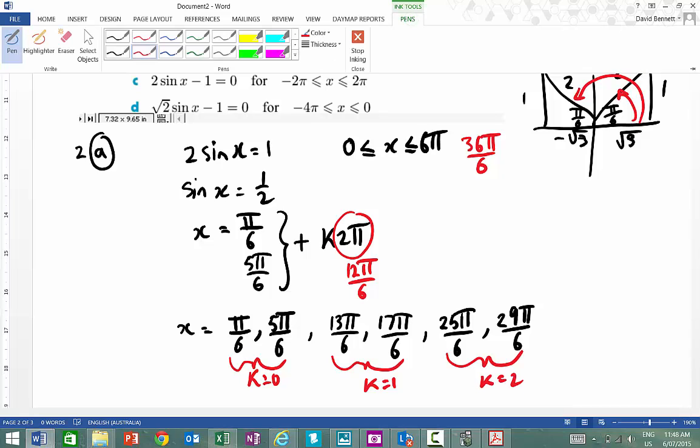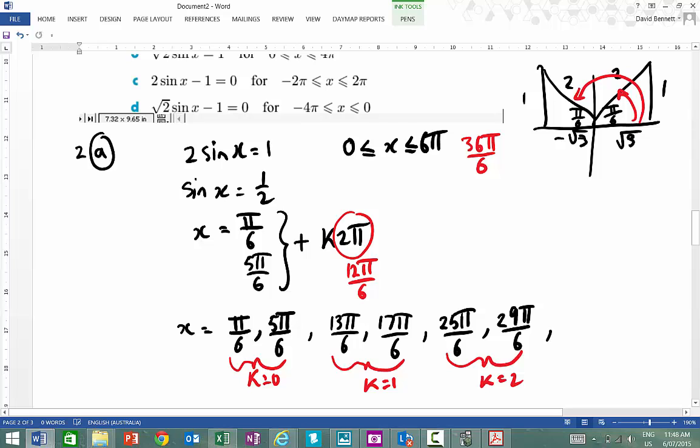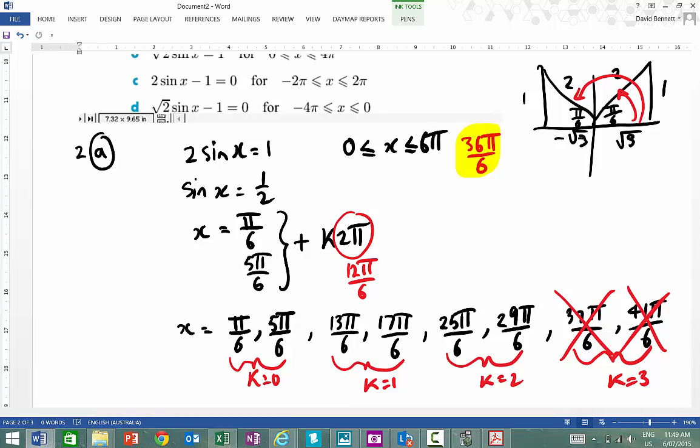And then we could keep going again. 25 plus 12 is going to be 37 pi on 6. And then 29 plus 12 is going to be 41 pi on 6. Now, they would occur when k is equal to 3. But because they are greater than the value over here, which is our upper value, 36 pi on 6, what we have to do is not count these. We can't count those. So there would be 4 points of contact for that curve between 0 and 6 pi.